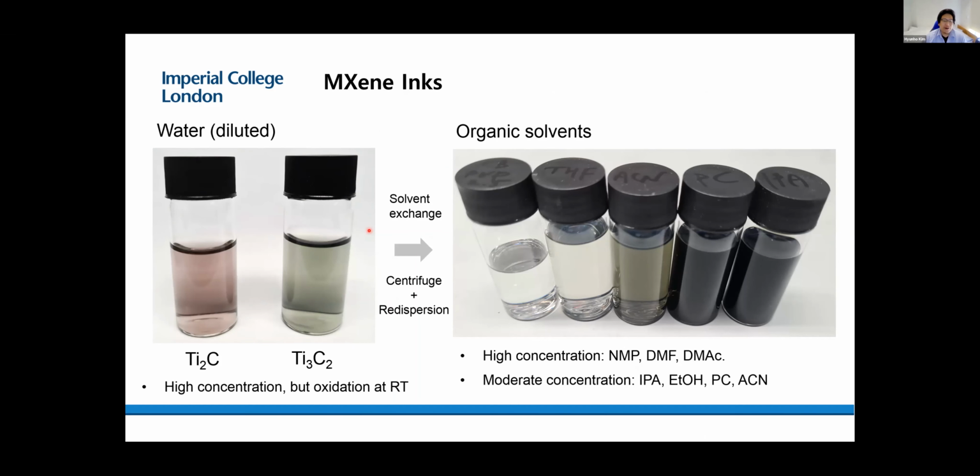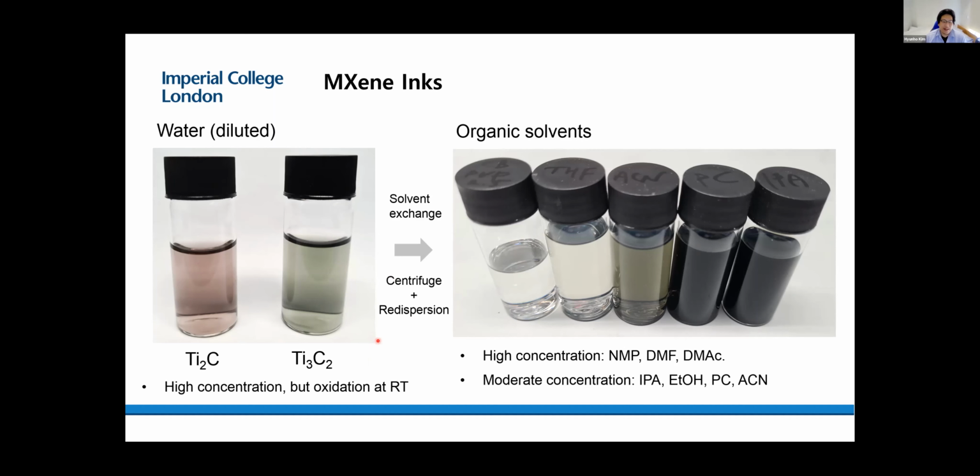And we can centrifuge at high speed to separate the nanosheets in water. We redisperse into a different organic solvent, and we repeat this process around 3 times. We can assume that most of the water is removed from the solution, and MXene is suspended in the organic solvent. The one drawback for the water-based solution is that it can go to high concentration, but it is rather weak for oxidation at room temperature.